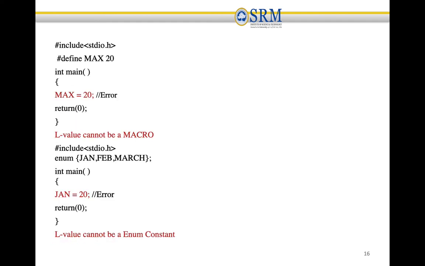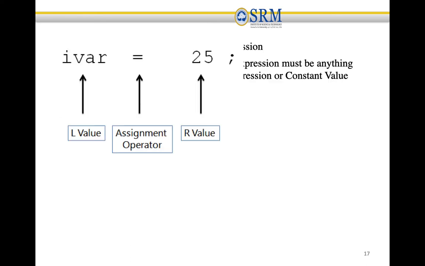Next we are defining max value as 20, which is also an error because macros cannot be used. Hash define max 20 is nothing but a macro definition, and a macro cannot be an L value. And next we are using an enum here. An enum cannot be the L value. So these are some errors which we should not make when programming in C.